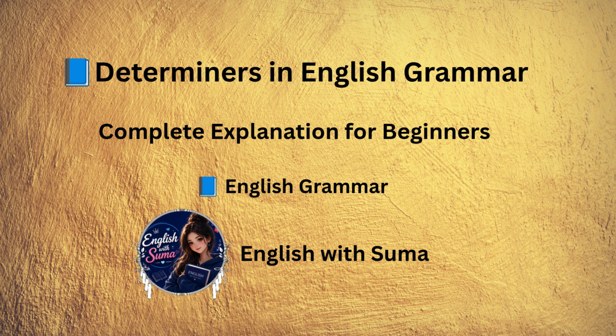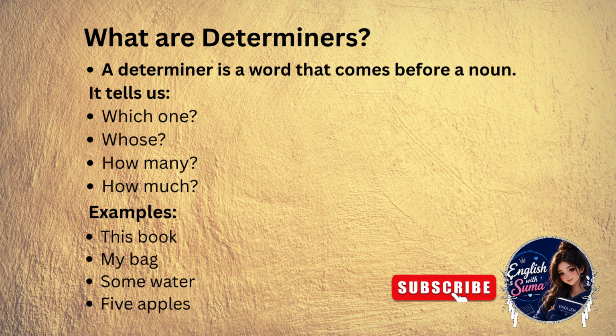In today's video, we're going to learn determiners in a simple and easy way. By the end of this lesson, you'll know what determiners are, their types, and how to use them correctly. So, let's get started. A determiner is a word that comes before a noun.